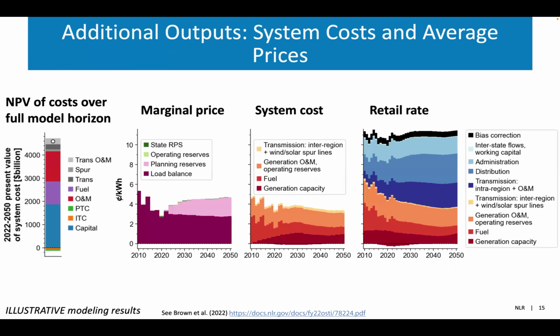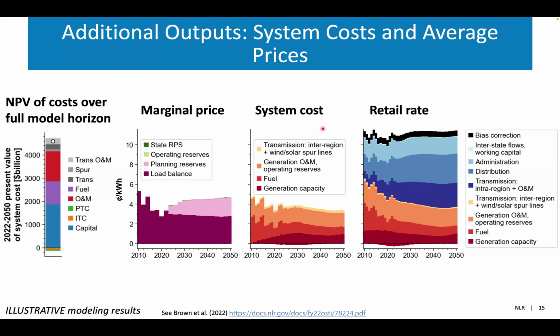ReEDS will also output several cost and price metrics. These mainly include the net present value of the system cost over the model horizon, seen in $1 billion on the left. This value effectively is a representation of the objective function, where each of the colored bars represents a capital or operational cost that ReEDS aims to minimize for each solve year. ReEDS also calculates additional energy service prices like the marginal energy price by summing prices of ancillary services, state renewable portfolio standards, renewable energy credits, and CO2 emissions prices.